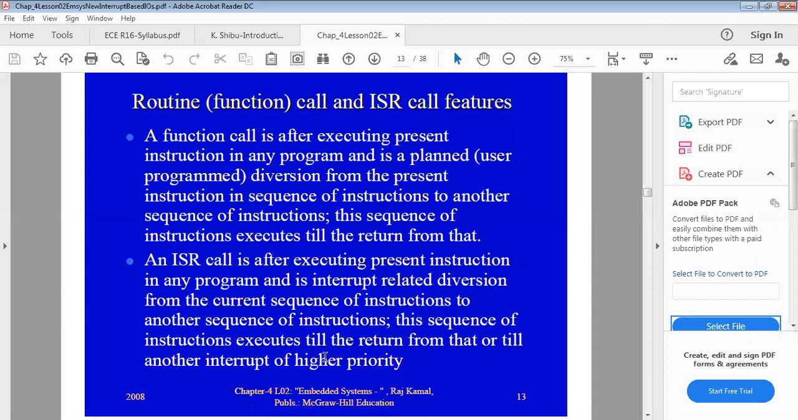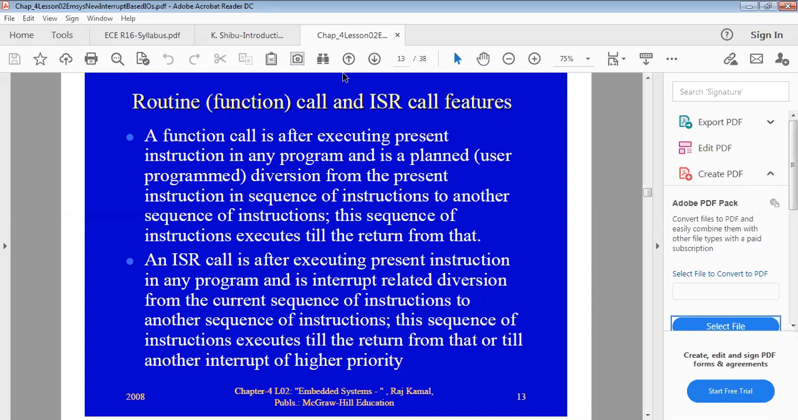Okay, and a call function definitely uses the ret instruction, return. Call and return are especially used for the subroutine functions. Okay, that is the difference here.